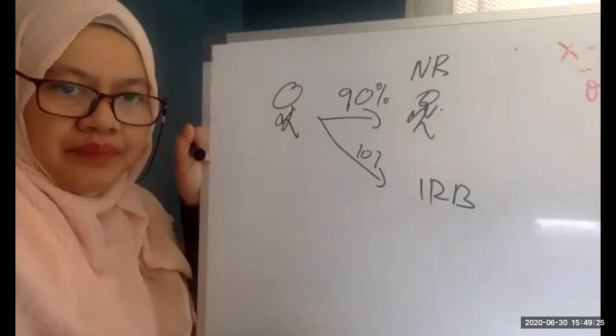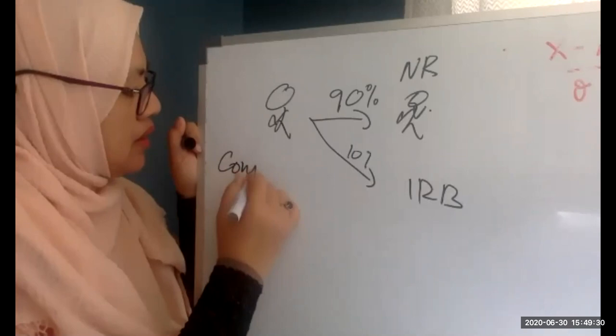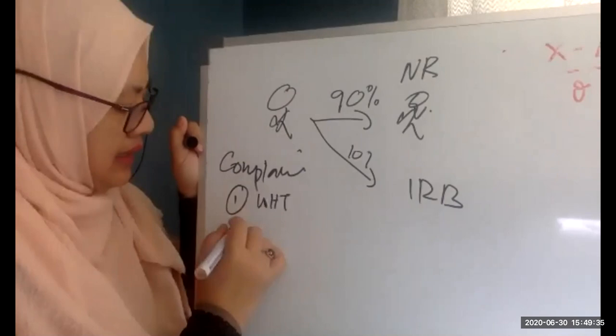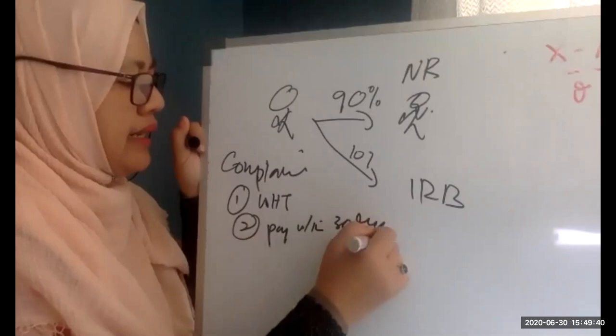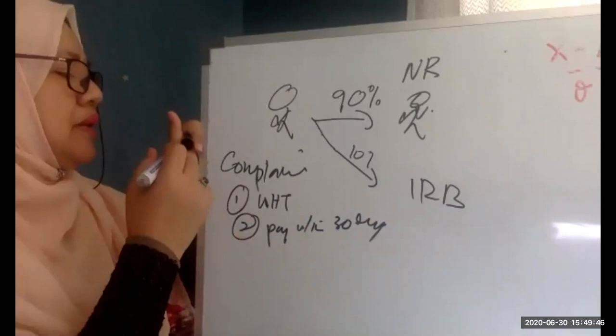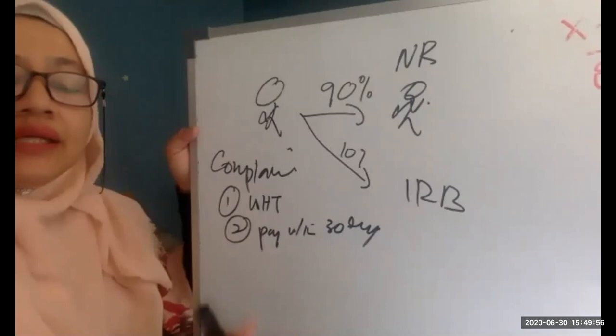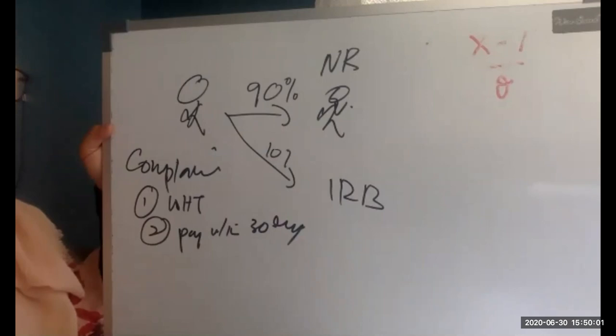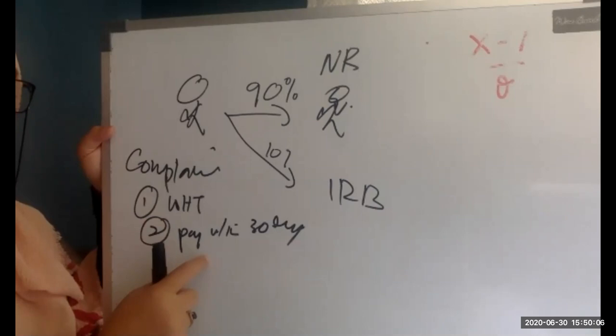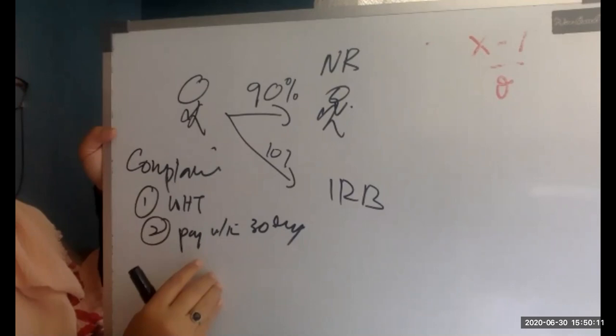So when we talk about compliance under withholding tax, what do you mean by compliance here? Number one is that you have to withhold tax. And number two, you have to pay within 30 days. Remember that payments to non-resident persons are a lot, sometimes to an expatriate, for example, for management fees or consultation. Most expatriates are non-resident persons. So when payment is made to them, you have to withhold tax. Some companies do withhold tax, but they fail to pay to the IRB within 30 days. So if you do not comply with any one of these, or both, then you are non-compliant.